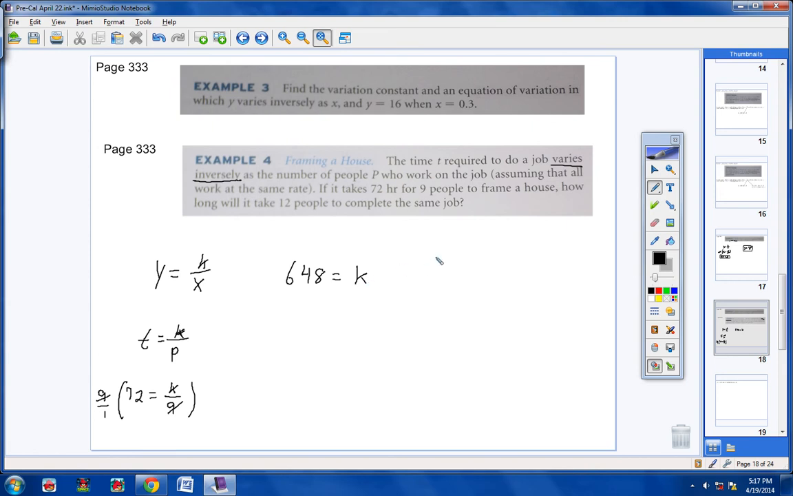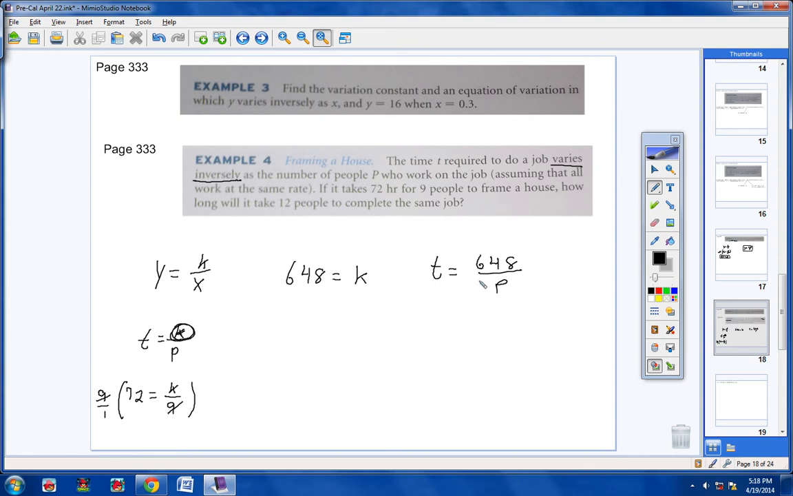So now my model looks like this. T equals, and instead of putting a k right here, I'm going to put 648 all over p. And now I have a really helpful model. You can tell me how many hours of work you need to be done, and I can tell you how many people you need. Or you can tell me how many people you have, and I will tell you how many hours of work you'll get done. Okay? So it's a really helpful model.